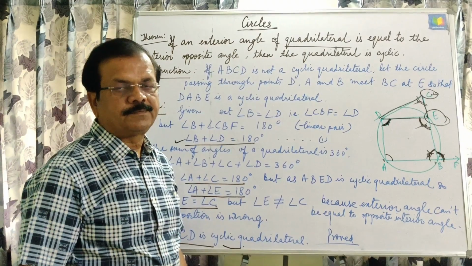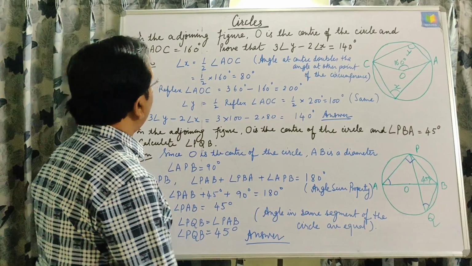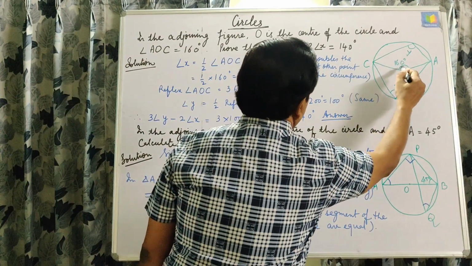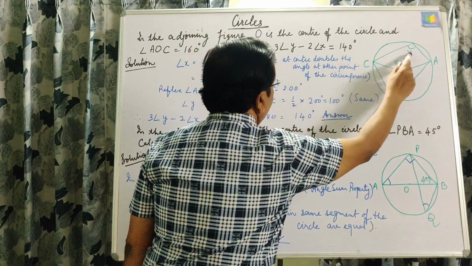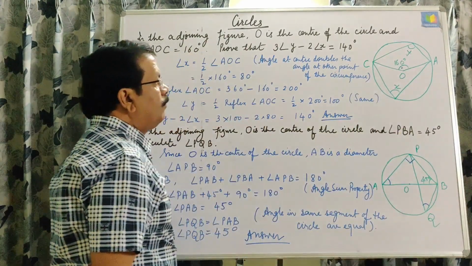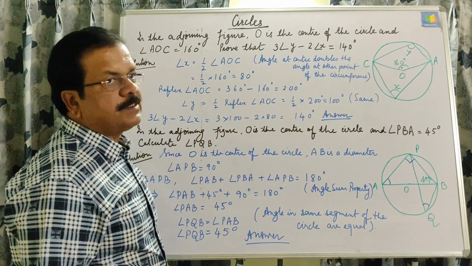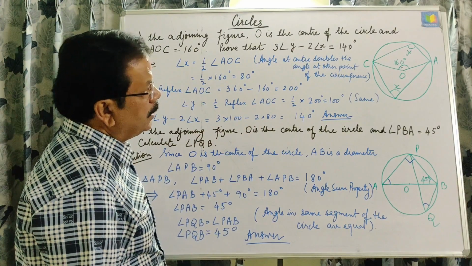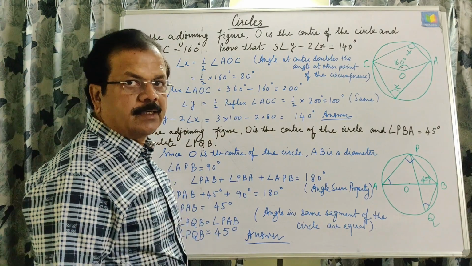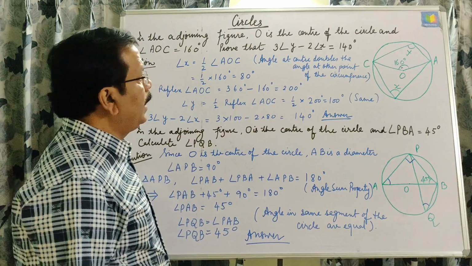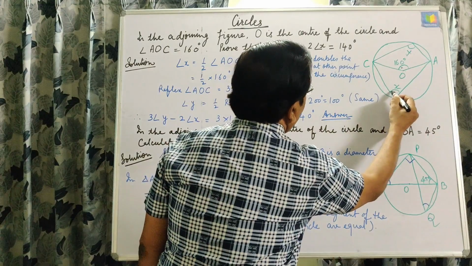Now questions. In the adjoining figure, O is the center of the circle and angle AOC is 160 degrees. Prove that 3 angle Y minus 2 angle X is equal to 150 degrees. Actually, in the questions we will select the arc in the given figure, or if the figure is not given, then also we have to select the arc, and then accordingly we will find the angles. Here in this you can see this angle X.